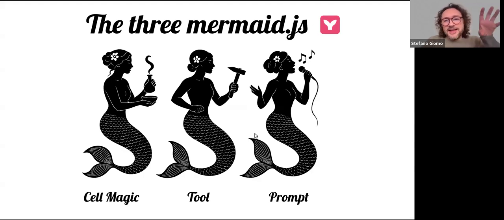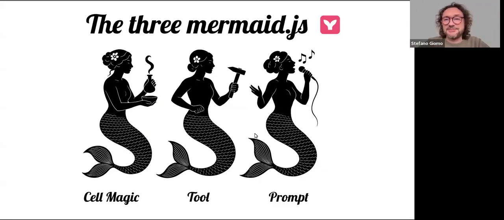So, okay. We got this three mermaid. Actually, like your modified prompt. I was starting from this ancient Greek siren image, and you said, oh, but we're talking about cell magic, we're talking about tools, so why don't you change it?